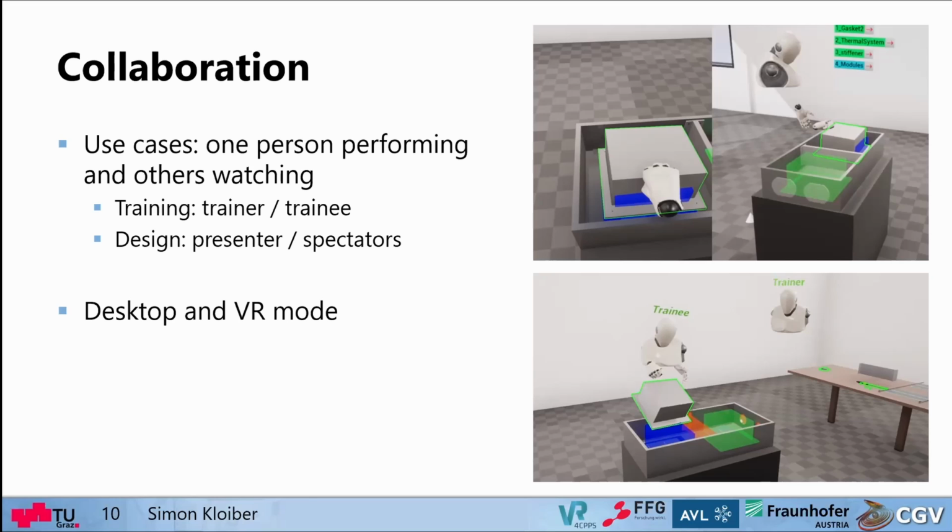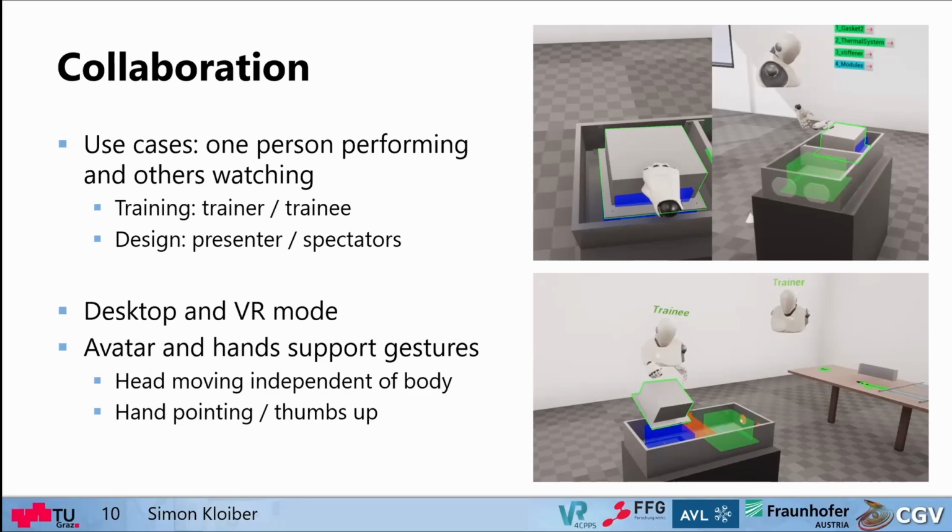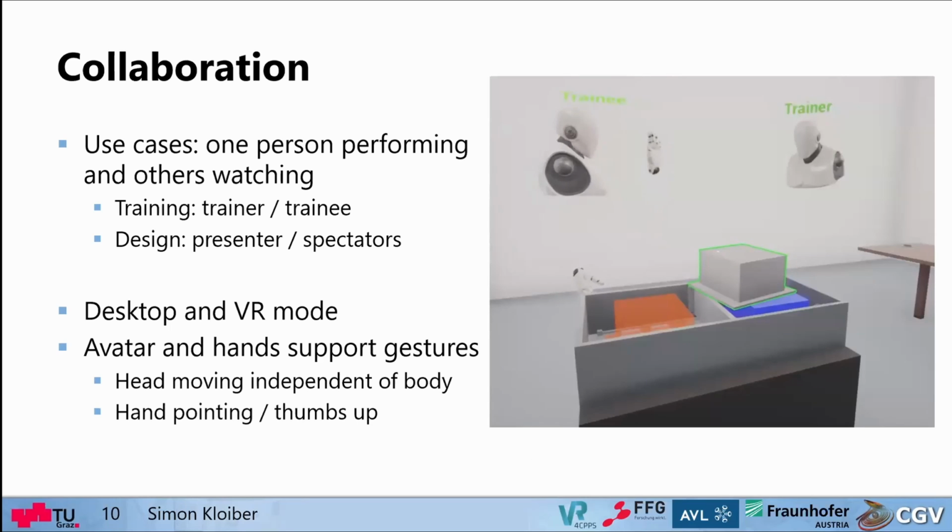And you can see some of the avatars here. So we chose to have an upper body because this also allows us to have an avatar that has head gestures as well. So you can move the head independently of the body because the body mostly follows the hands. And this allows you to have a short set of gestures that you can use in VR.